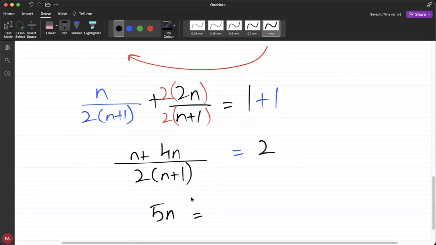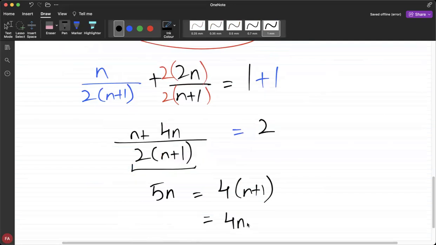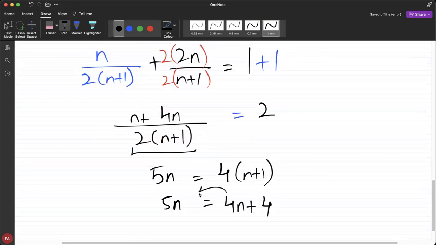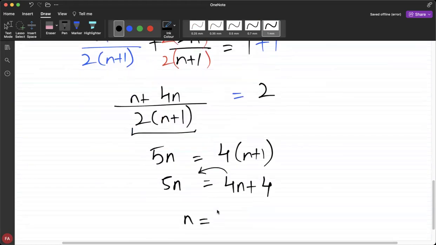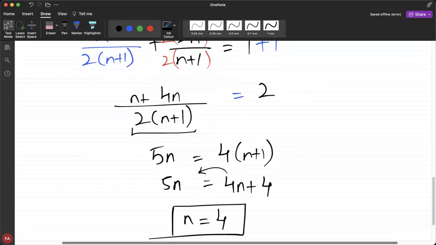And then you can just make this go on the other side. If you were to cross multiply, that's going to be 4 times n plus 1. If I start expanding this, that's going to be 4n plus 4, and that's going to be 5n. You make the 4n go on this side, you end up getting the value of n as 4. And that's it. This is what the question wanted.